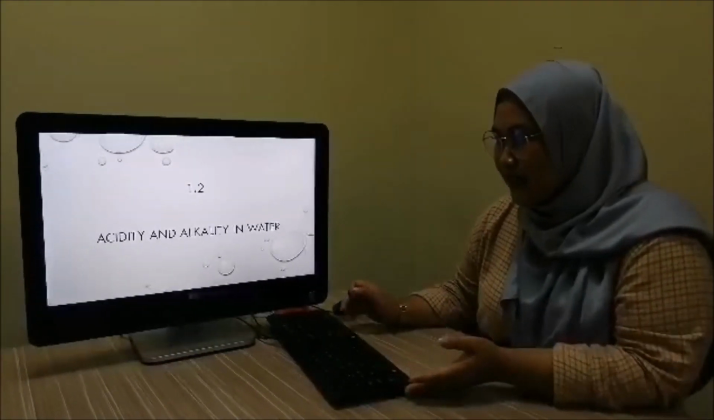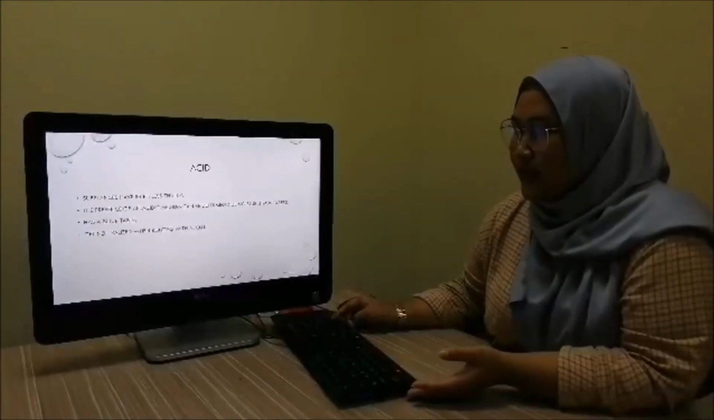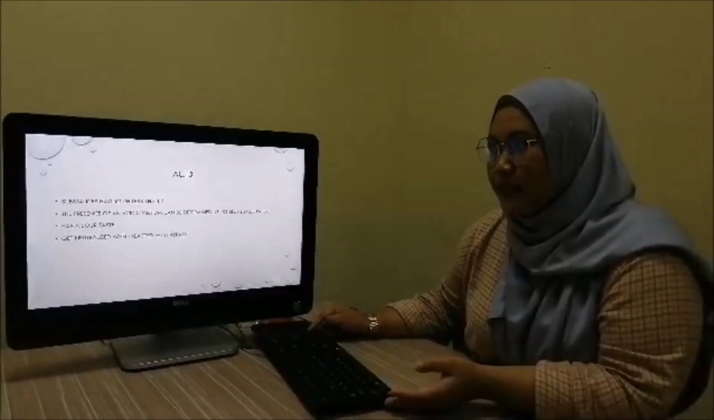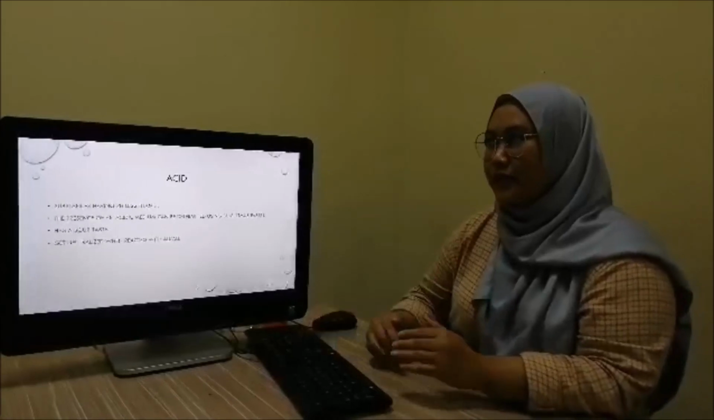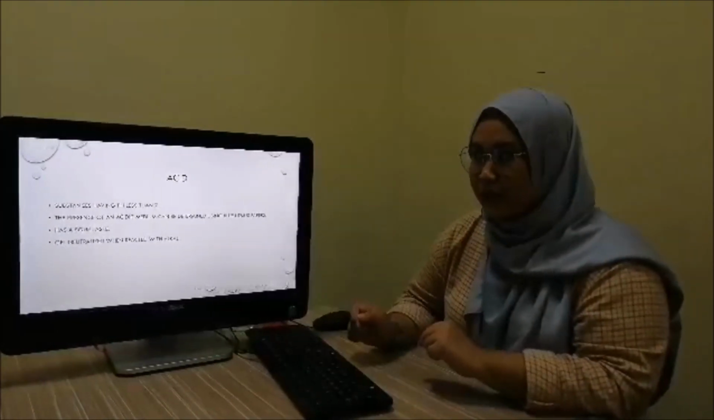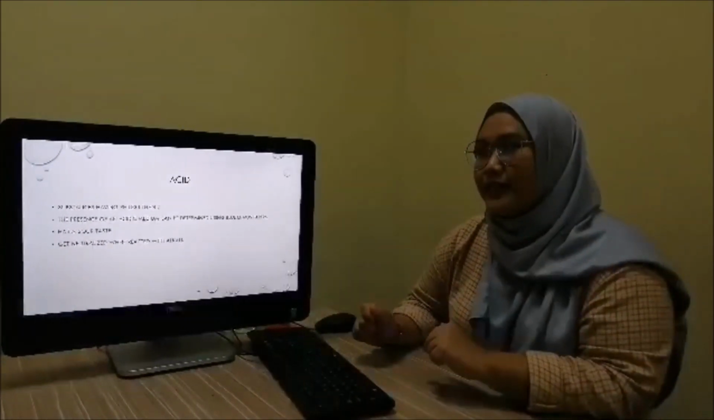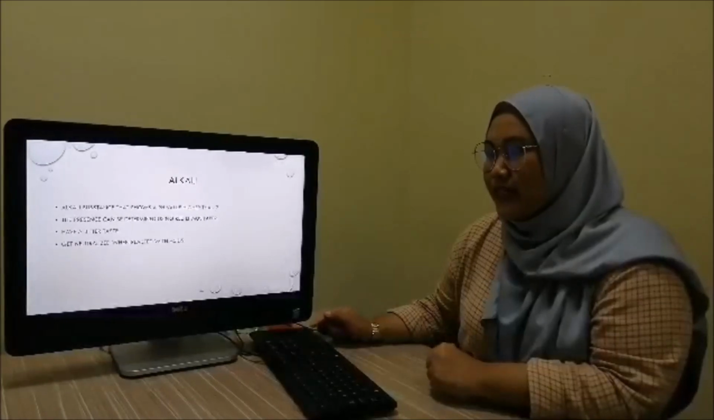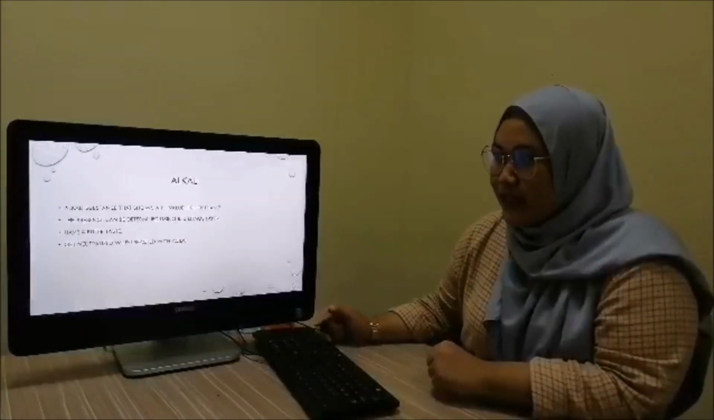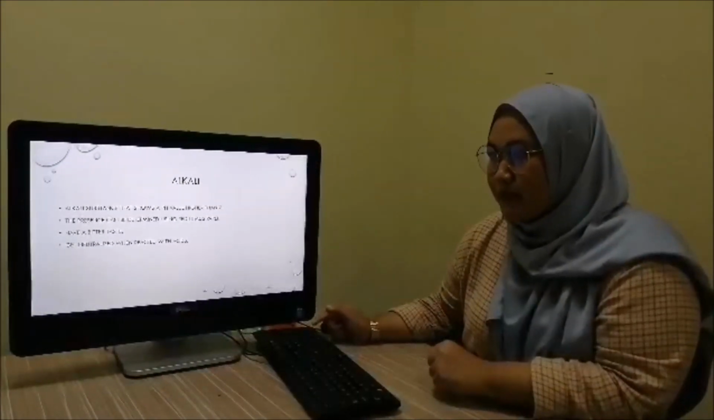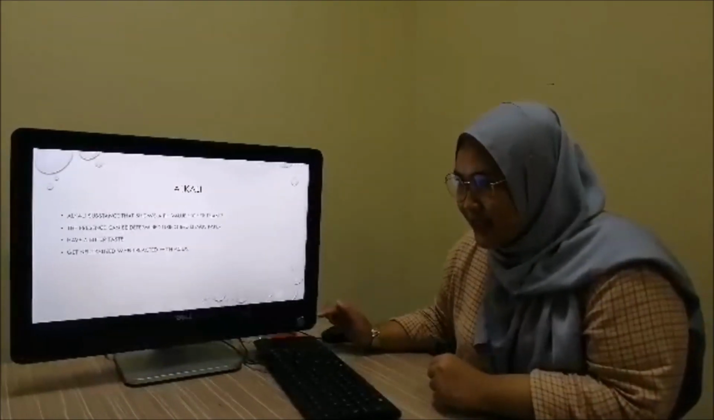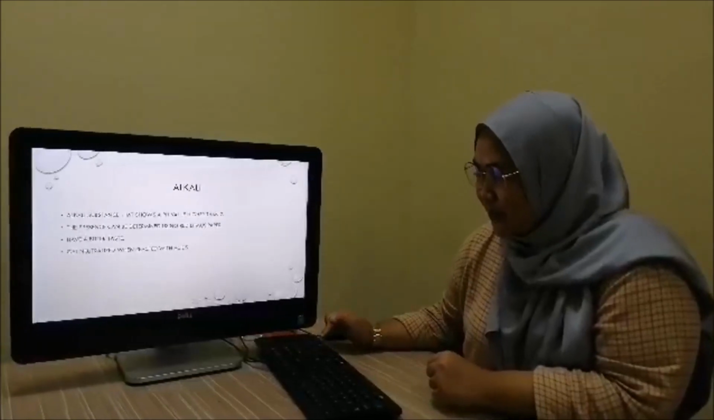Acidity and alkalinity in water. Acid is a substance having pH less than 7. The presence of an acidic medium can be determined using litmus paper. It has a sour taste and gets neutralized when reacted with alkali. Alkali is a substance that shows a pH value higher than 7. The presence can be determined using red litmus paper. It has a bitter taste and gets neutralized when reacted with acids.